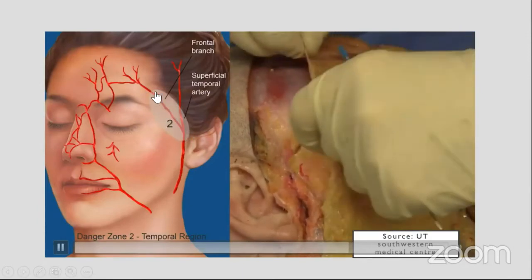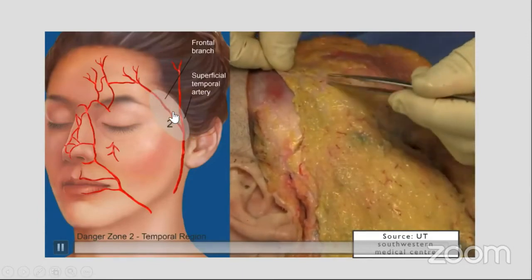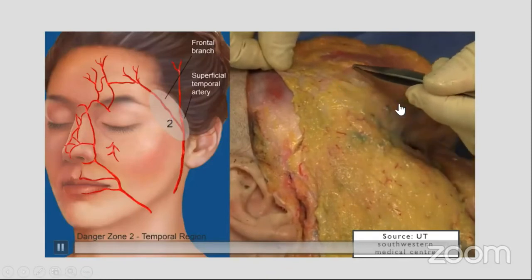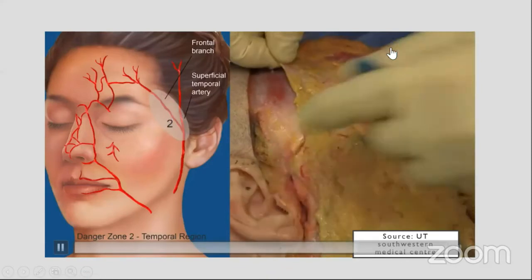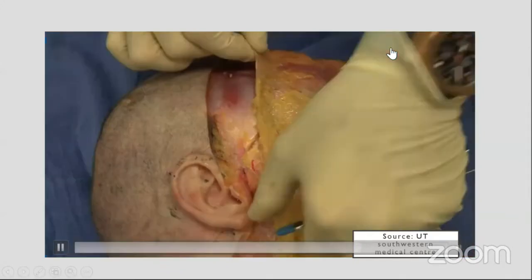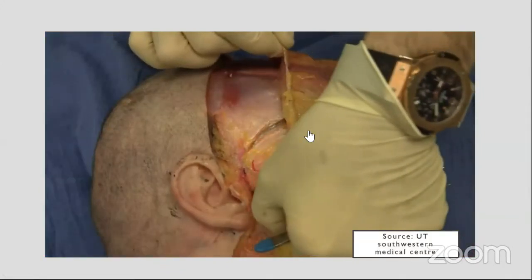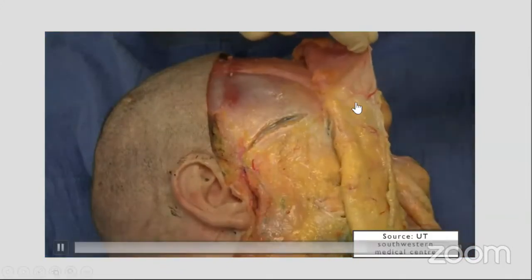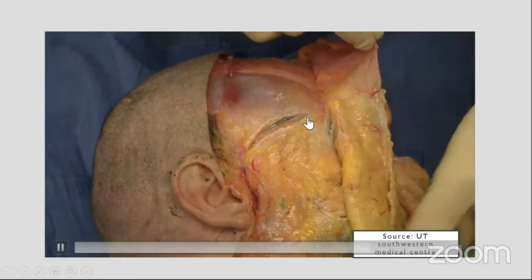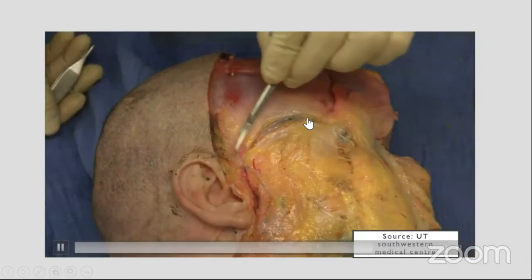When you inject, take care of this artery. It travels in the superficial temporoparietal fascia here. The frontal branch of the temporal artery anastomoses with the superior orbital and the supratrochlear vessels, and thus again the retrograde flow can cause vision loss.